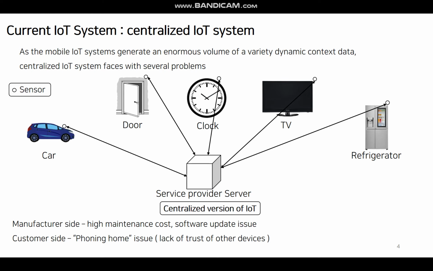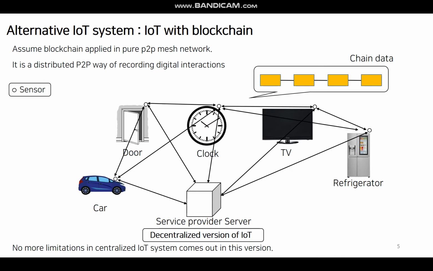So to recover from this limitation of the centralized IoT system, researchers suggest a new alternative IoT system with blockchain. Just assume blockchain applied in a pure P2P mesh network. I do not draw every line in this mesh network. Then it is a distributed P2P way of recording digital interactions.